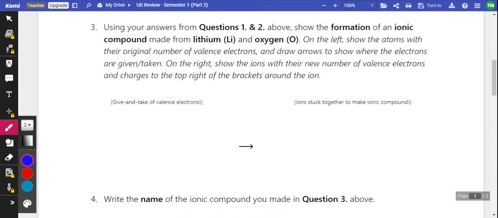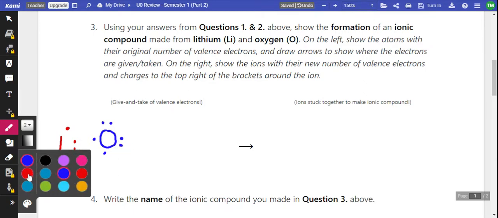Okay, so based on what we had above, we're going to show this give and take of electrons that we can use to make an ionic compound. So let's start with lithium. We're just going to write the symbol Li, and I'm going to give it 1 dot to show it's 1 valence electron. We don't really need to care about the other ones, just the valence ones. Okay, I'm going to draw oxygen here too. Oxygen started with 6 valence electrons. I'm just going to kind of go around 1, 2, 3, 4, 5, 6.